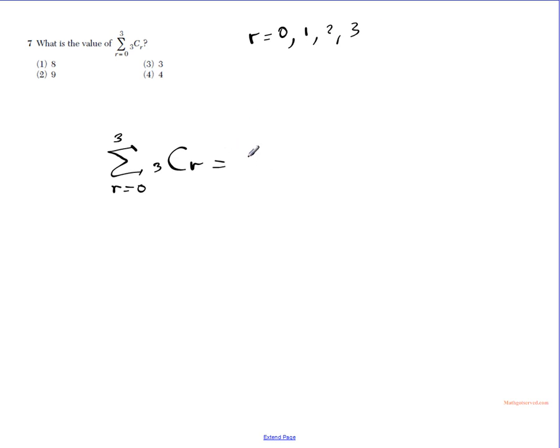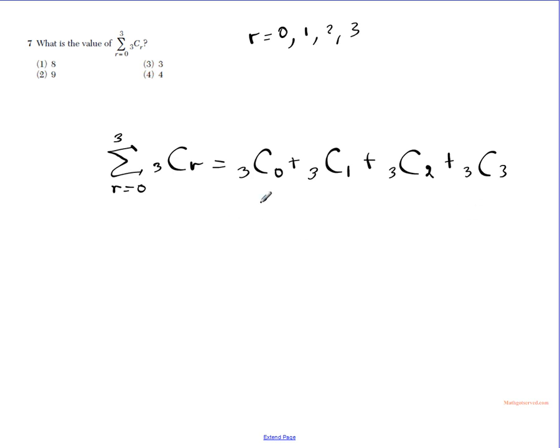So this equals 3 choose 0 for the first substitution, plus when I plug in 1, 3 choose 1, plus when I plug in the next one, 3 choose 2. And when I plug in the last one, 3 choose 3. If I work all these out and add them up, then that'll be the answer, right? But guess what? There's a trick to this.